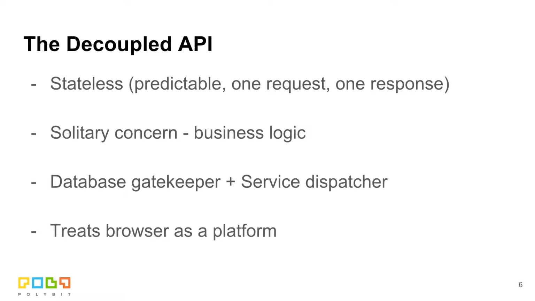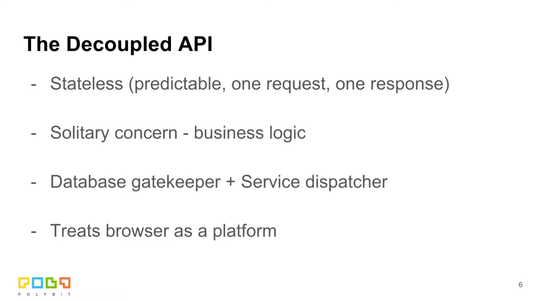The decoupled API has a solitary concern, and that's business logic. So your decoupled API service is not going to be serving any static assets, no CSS, no HTML, no JavaScript. It's literally only concerned with a standardized API output format, which if you talked to me a few years ago, I might have said XML or something, but nowadays we've all kind of congregated around JSON for really good reasons. So your decoupled API acts as a database gatekeeper and a service dispatcher.